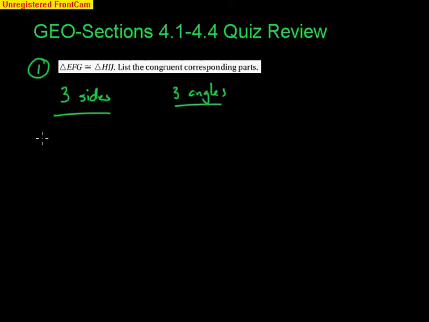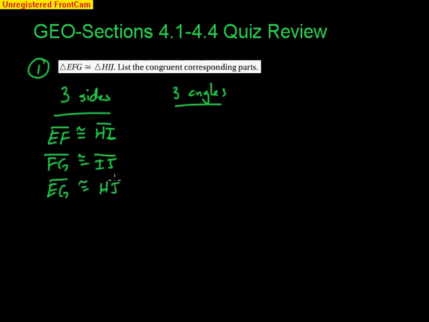First, we start with EF. Segment EF is congruent. So EF is first and second, so go to HI. So then we keep going. Segment FG is congruent to segment, keep going, IJ. And then last, go first to last. Segment EG is congruent to first and last, HJ. And there are the 3 congruent sides.